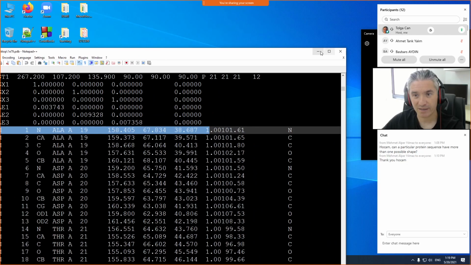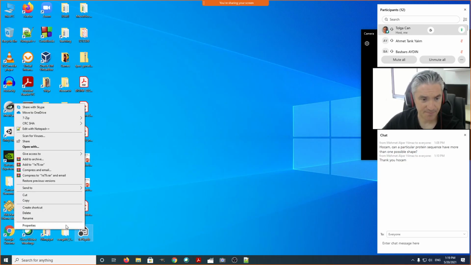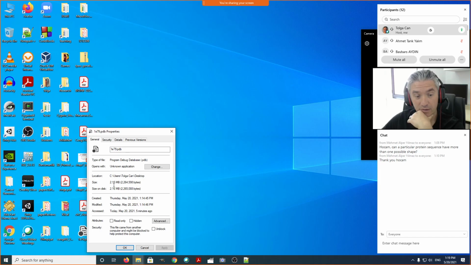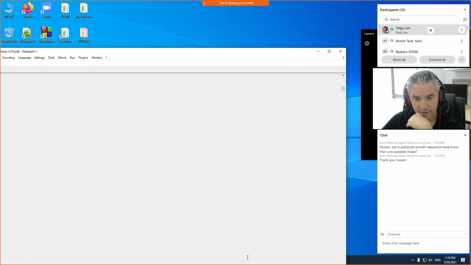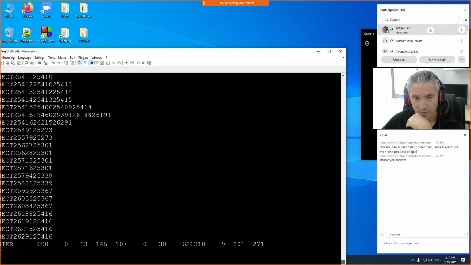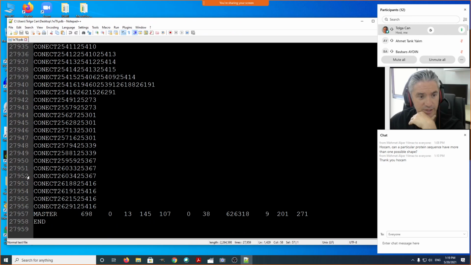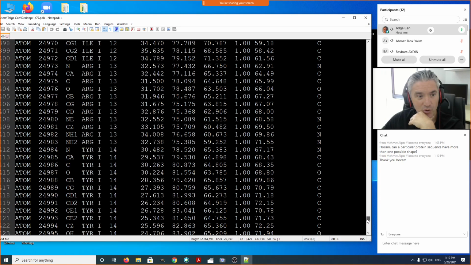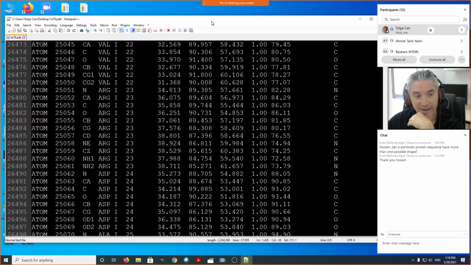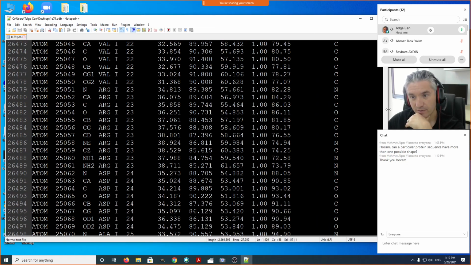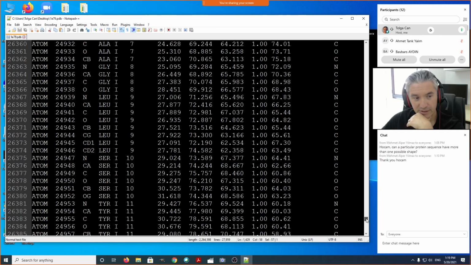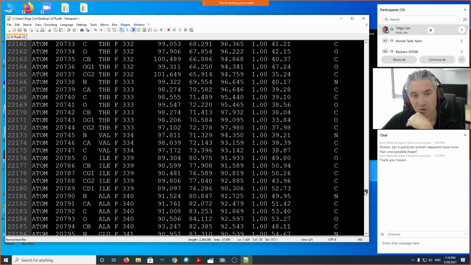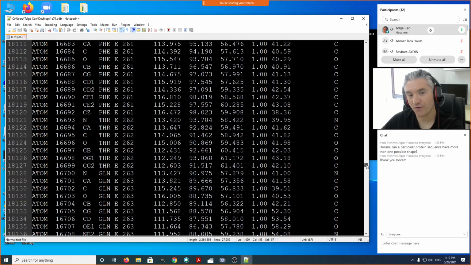So this file is, let's see, the size, 2 megabytes. Okay, it's a text file, 2 megabytes. How many lines are there? Let's see. It contains around 28,000 lines. In those 28,000 lines, almost all of the records are atom records. Okay, the atom records comprise most of the file. As you can see, most of it is atom.